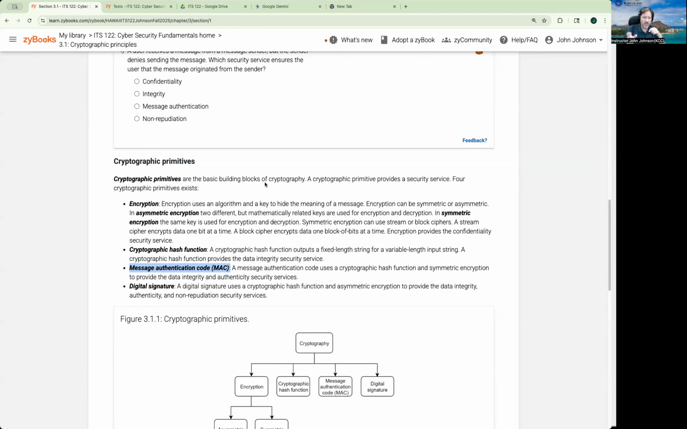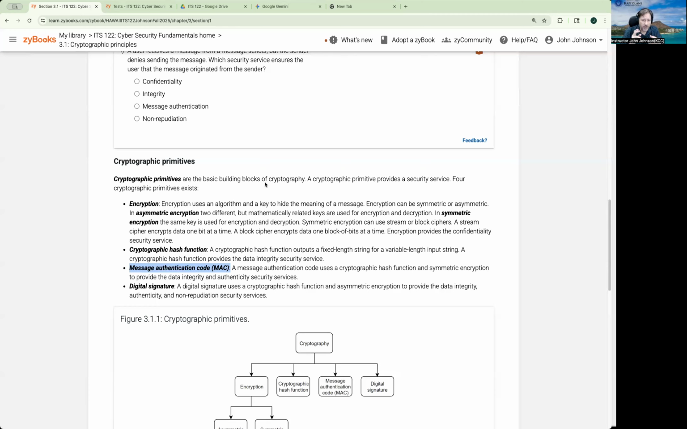With asymmetric, though, it requires one key for doing the encryption, and then it uses another key for doing the decryption. So symmetric keys can use either stream or block ciphers. A stream cipher is where the encryption is done on the data one bit at a time, and a block cipher encrypts the data one block of bits at a time. And this encryption is providing the confidentiality security service that we talked about.